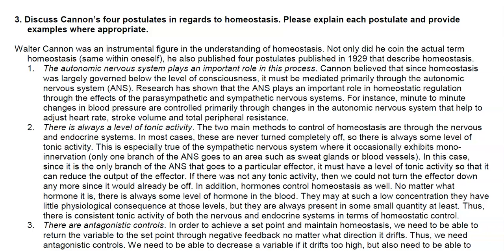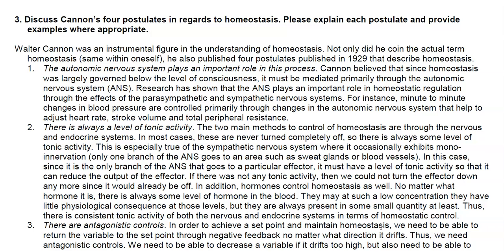Doesn't really matter the order they're in, but the first postulate is the autonomic nervous system plays an important role in this process. So Cannon believed that the ANS played a significant role in how homeostasis worked, and he believed that it worked primarily below the level of consciousness. It was mediated primarily through the ANS then, and research has shown subsequently that through especially the effects of the sympathetic and parasympathetic nervous systems, they're essential in terms of maintaining various variables in our body.